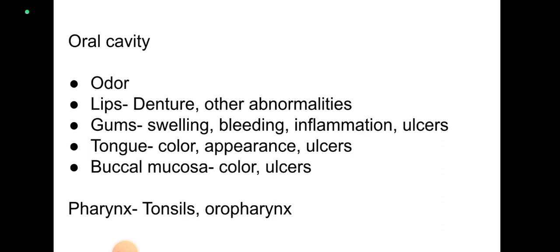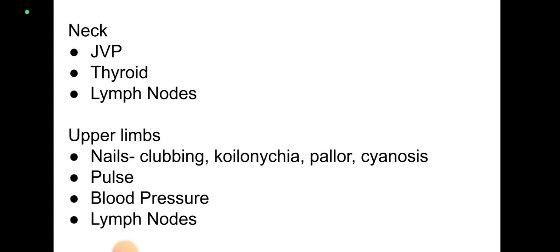In oral cavity, we look for odor, lips, denture and other abnormalities. Gums, in gums we see for swelling, bleeding, inflammation, ulcers. In tongue, we look at color, appearance, ulcers. And in buccal mucosa, we look for color and ulcers. Then pharynx is checked for tonsils, oropharynx.